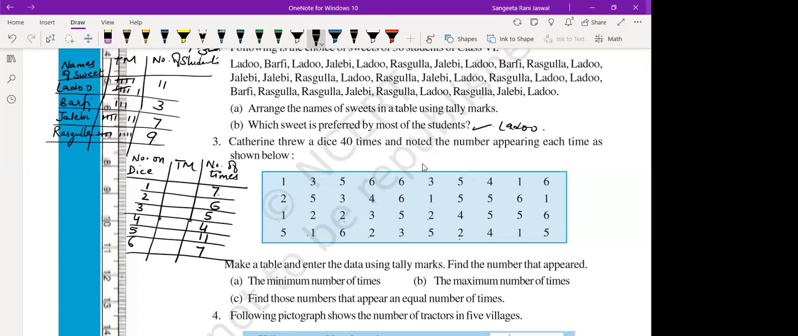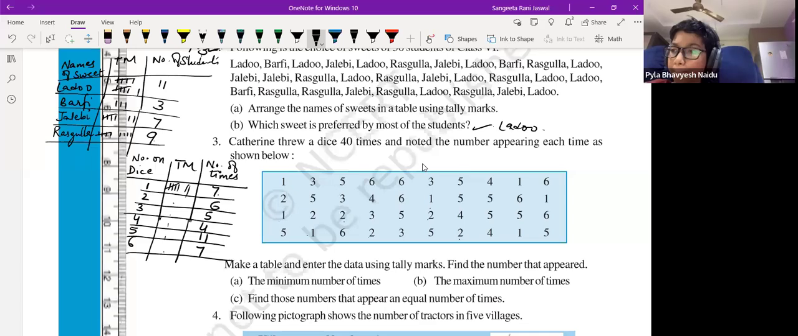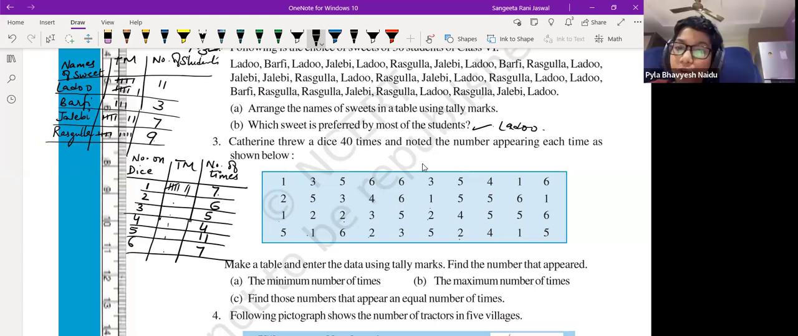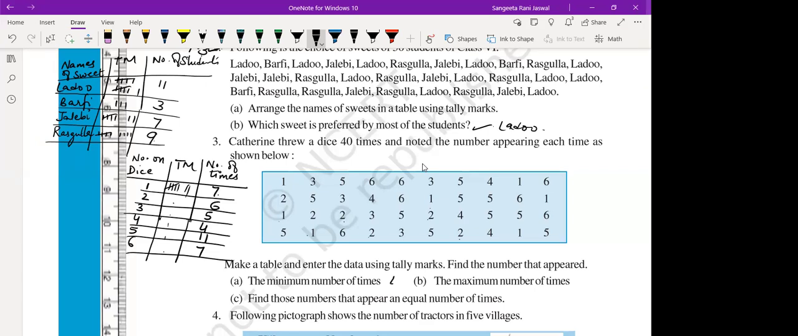Okay. Now you can make the tally marks. Have you all made the tally marks? Yes, ma'am. Everyone knows how to make these tally marks, no? One second. Which number appeared the minimum number of times? Yes, Bhavesh? Four. Okay, so four appeared the minimum number of times.